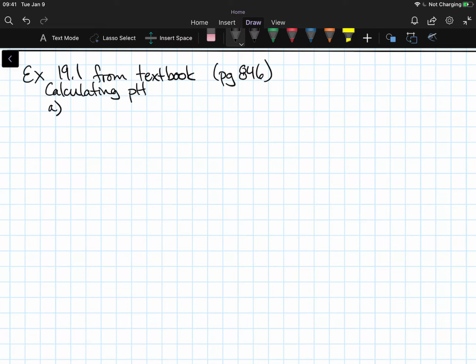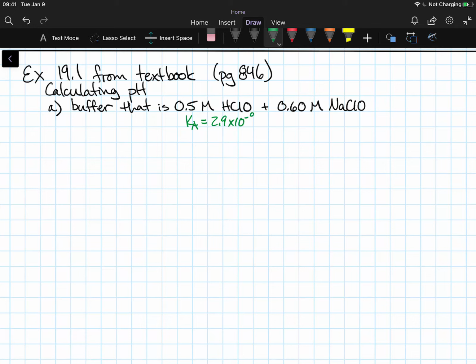And so for part A, we're going to calculate the pH of a buffer that is 0.5 molar hypochlorous acid, HClO, and 0.60 molar sodium hypochlorite. The Ka value given to us for the hypochlorous acid was 2.9 times 10 to the negative 8th. So it's a fairly weak acid.